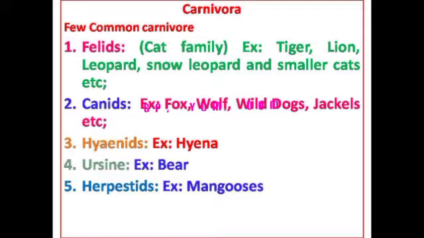And hyaenids, that is the third one, which includes the hyena. It is also carnivorous in nature. And ursids, such as brown bear, Himalayan bear, and sloth bear, come under this group. And herpestids, such as mongoose, come under this family. So Carnivora is divided into a number of families, but we have shown only 5, which are the very important and well-known ones for us. Okay students, this is the classification of Carnivora.